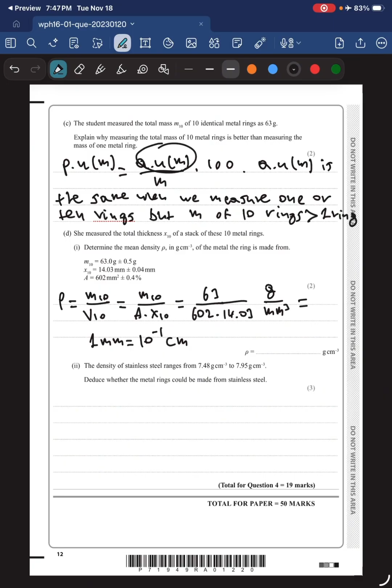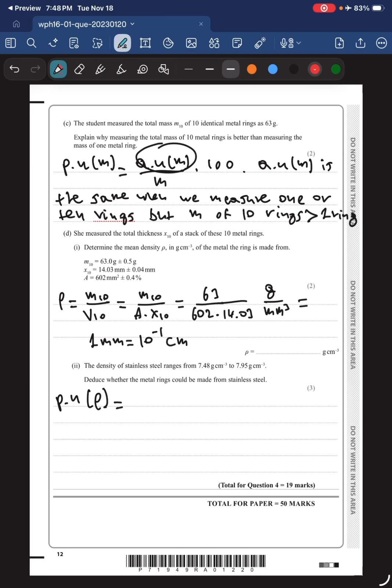The density of stainless steel ranges from 7.48 grams per cubic centimeter to 7.95 grams per cubic centimeter. Deduce whether the metal rings could be made from stainless steel. Okay, in our case, what we calculated is a little bit less, so they are kind of asking us to find the uncertainty. Okay, so let's find the percentage uncertainty in rho, because we are dividing things.